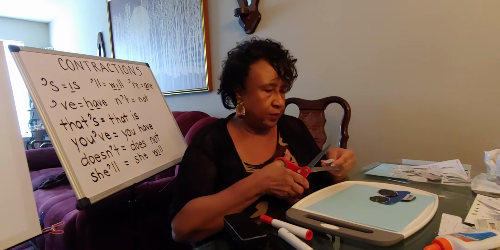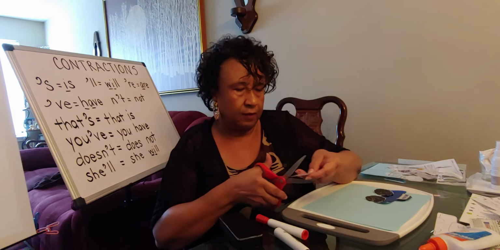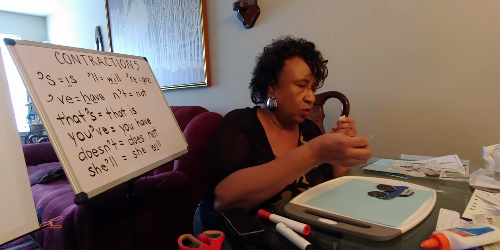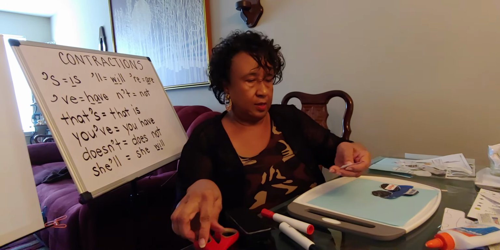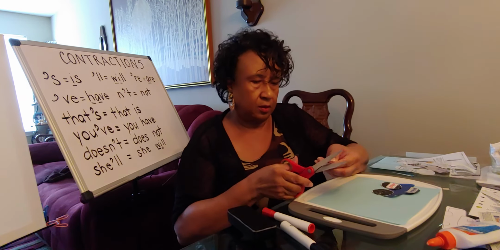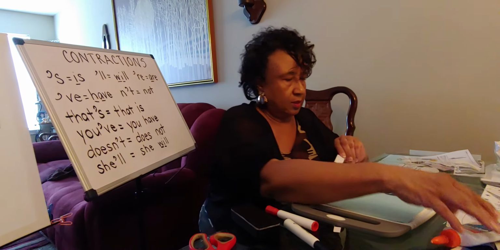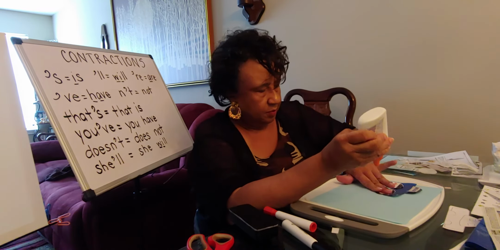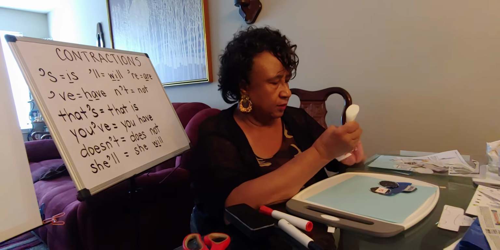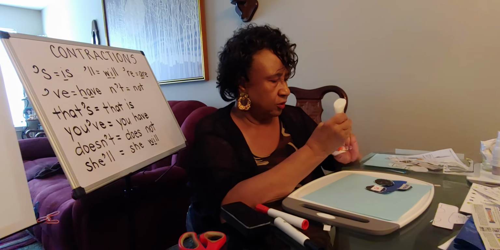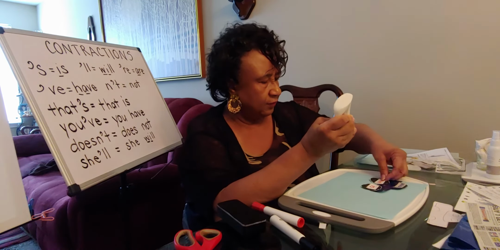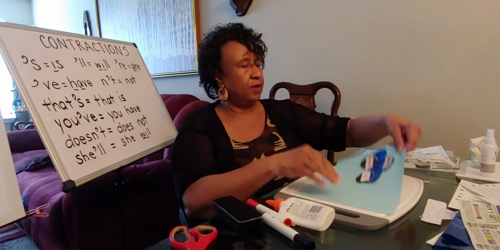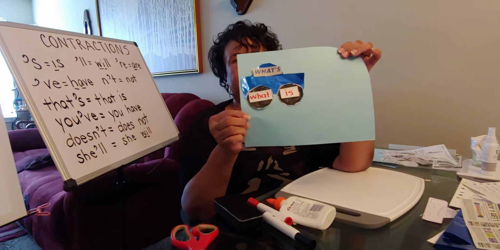Now I'm going to trim them down so they can fit on my card. Okay, what's mean what is? Trim my next word down just a little bit and glue it on my card. You can make all kind of styles of cards. Just use your own creativity. Now you have a contraction card.